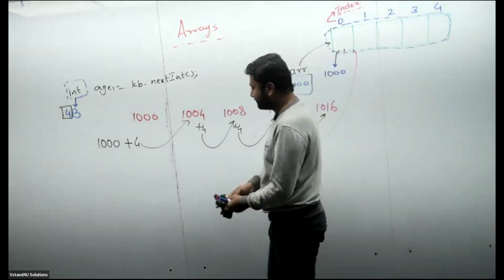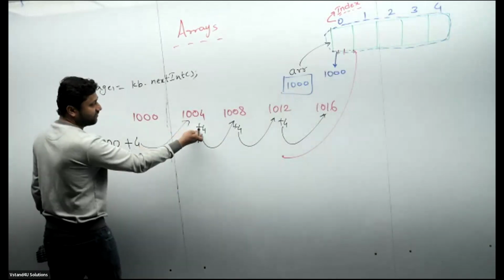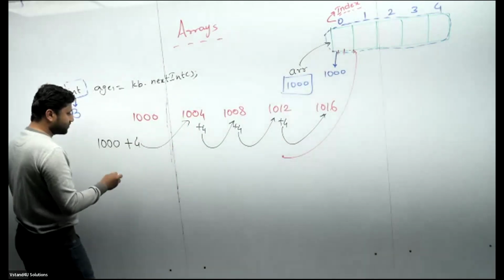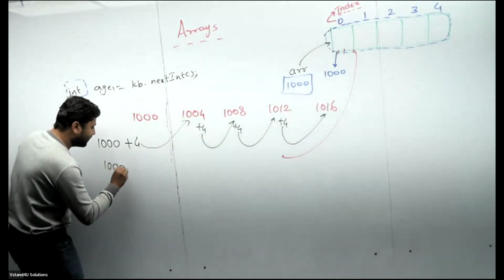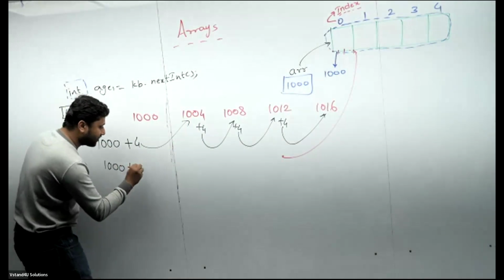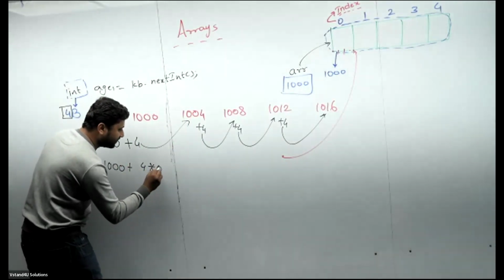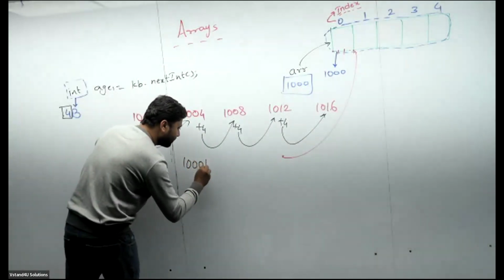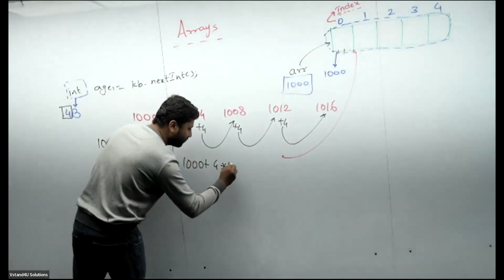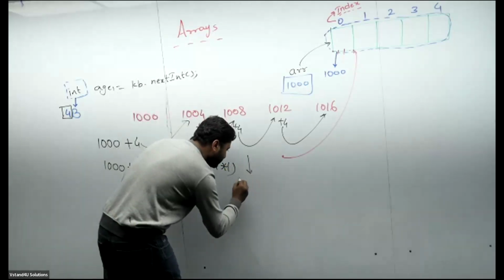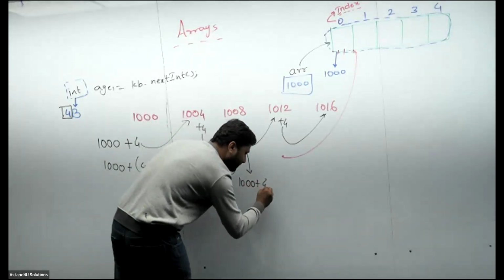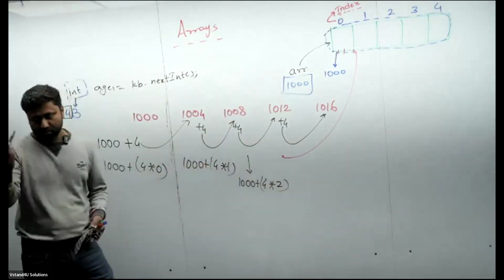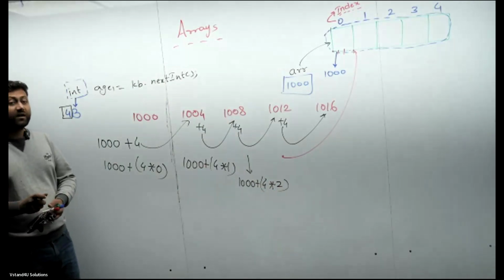Now, what am I saying? To get to this one value, 1004 is there, right? Here is 1000. So what will I say? 1000 plus the size of the data you are storing, 4. Next time, what will I say? 1000 plus the size of the data into 1. Next time I'll say 1000 plus 4, the size, into 2. Sir, I hope you understood the logic. Everybody clear? What is happening?